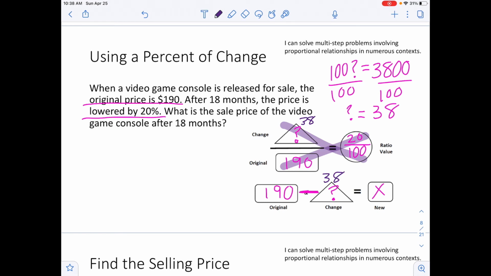So I'm going to take my original price of $190 and I'm going to subtract that discount of $38 and I get $152.